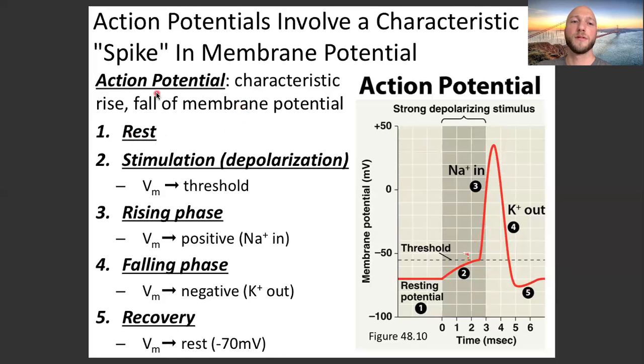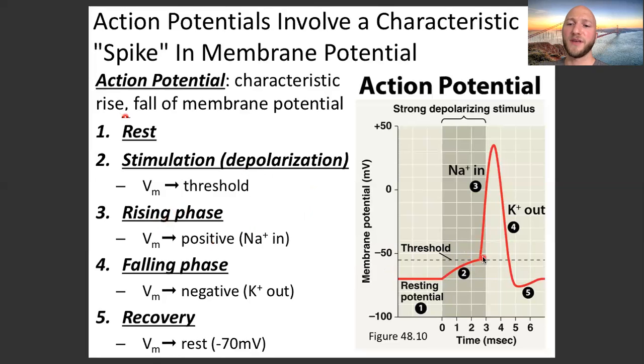So the action potential has a few different phases. You have at rest, so resting membrane potential. Then you have stimulation. These are going to be the graded potentials, the stimulating graded potentials. Once you get -55 at the axon hillock, you're going to get this rising phase. You're going to get the action potential to happen.